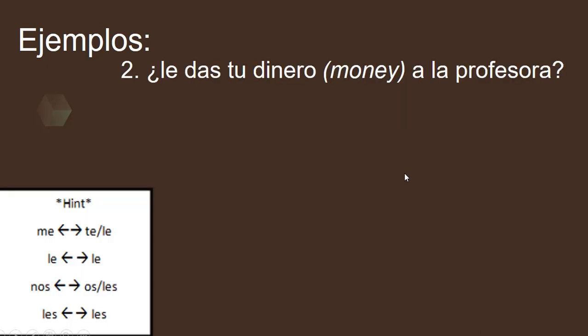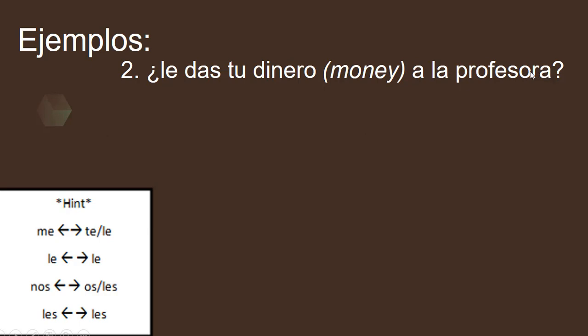Let's see. ¿Le das tu dinero, your money, to the instructor? Do you give, because this is in the you form, you give, das, tu dinero, that's a direct object. Nothing's going to happen with that. We're going to leave it there. To whom? A la profesora. And a la profesora, we have the indirect object here.